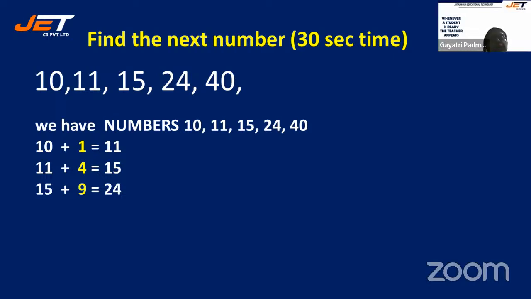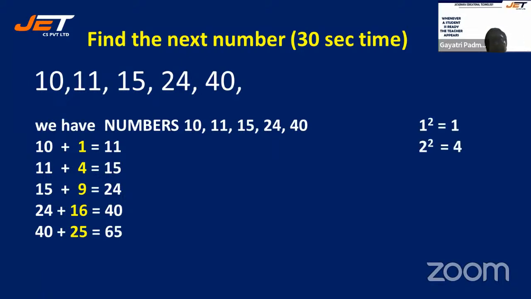To 15, if you add what, you get 24? We add 9, isn't it? Next, from 24, if you add 16, we get 40. Next, from 40, if you add 25, you get 65. How 25? It is 1 square, 2 square, 3 square, 4 square, 5 square. All right? Yes. So the next number must be 65.